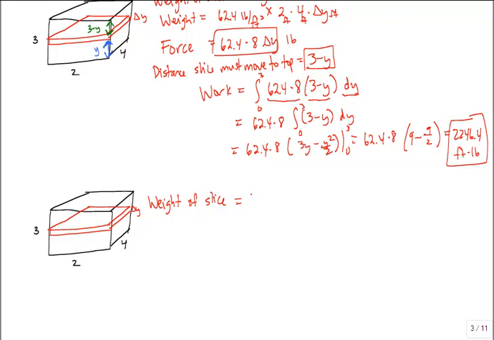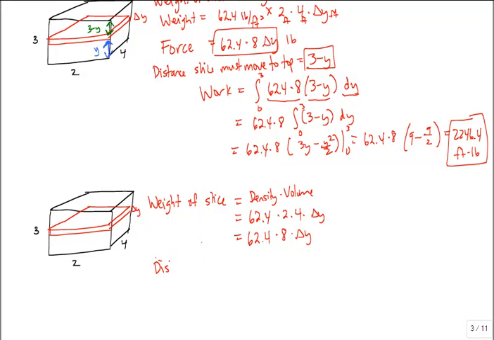To get my weight, I need my density times my volume. So the density of water is 62.4, and the volume of this cross-sectional slice is its width, which is 2, times its length, which is 4, times its thickness, which is that delta y. So this is going to still be that 62.4 times 8 times delta y. And that delta y turns into our dy once we turn this into an integral.